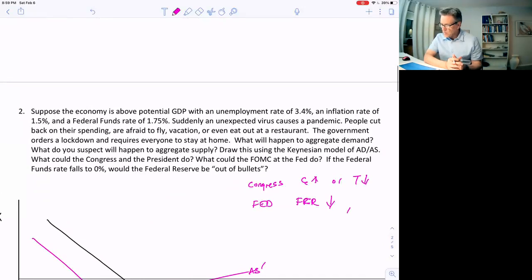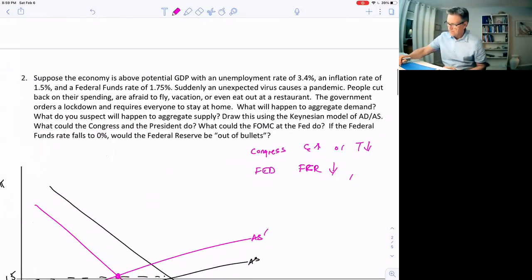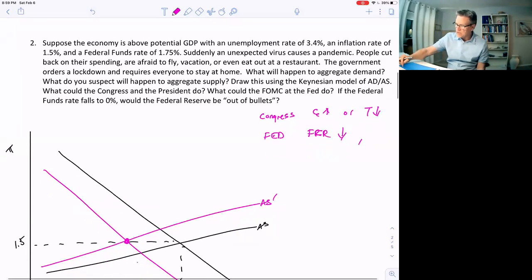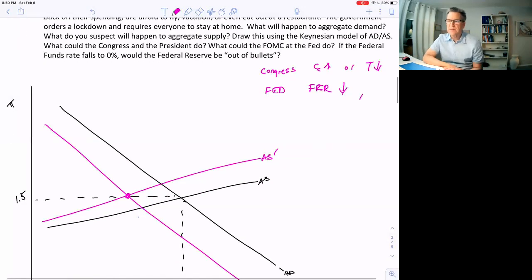It was at 1.75. They dropped it down to 0 almost immediately. And once it hit 0, they chose not to take it into negative territory, but to leave it at 0. And the question is, was the Federal Reserve out of bullets once they got down to 0? And the answer is no, they were not out of bullets, because then they started increasing the money supply substantially, but buying other things with it.